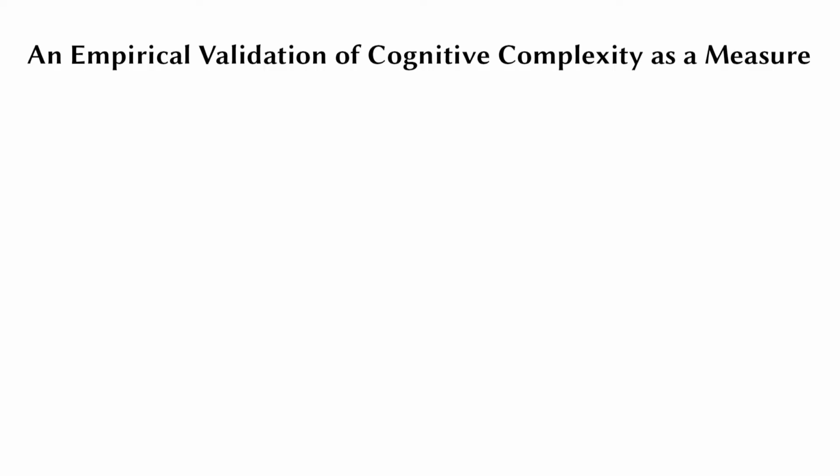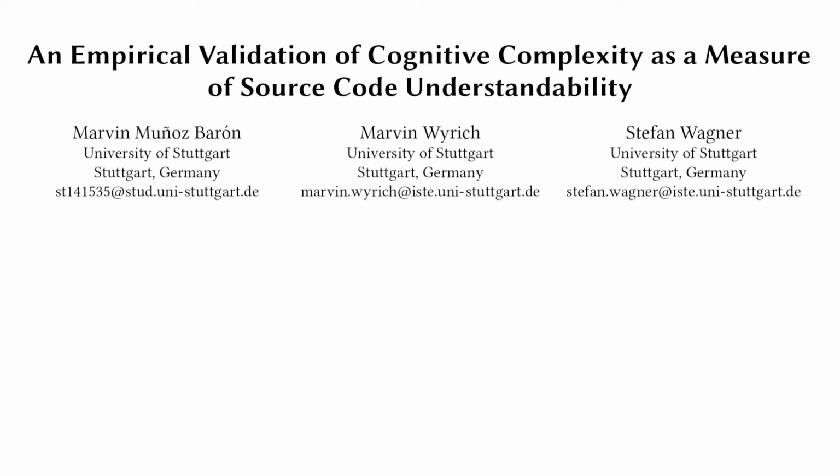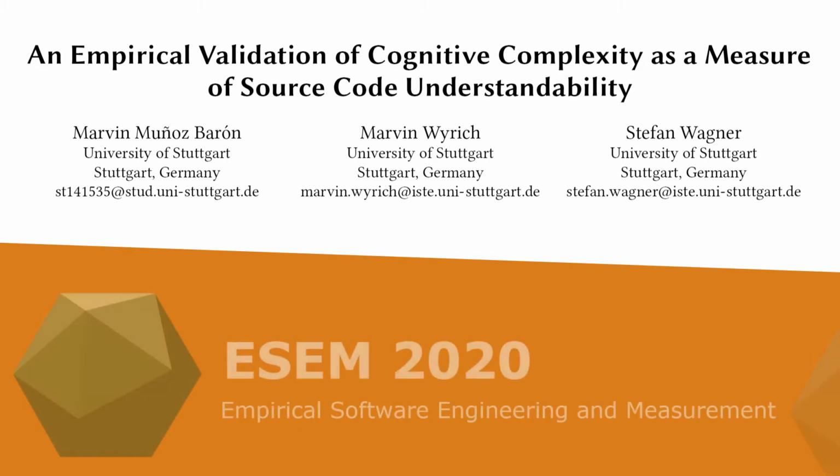An empirical validation of cognitive complexity as a measure of source code understandability. That's the title of our paper, which was recently accepted at a conference called Empirical Software Engineering and Measurement. Empirical software engineering is a very exciting field in which a lot of different research is published. What these studies have in common is that they aim to better understand software engineering by collecting and analyzing data.